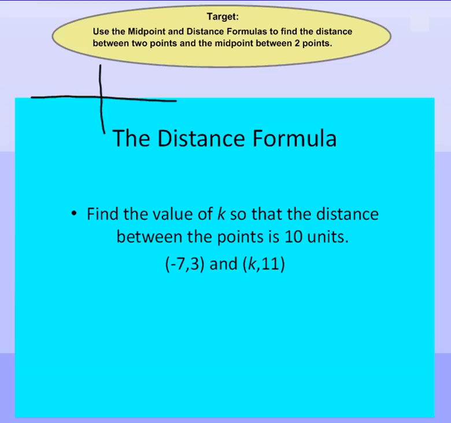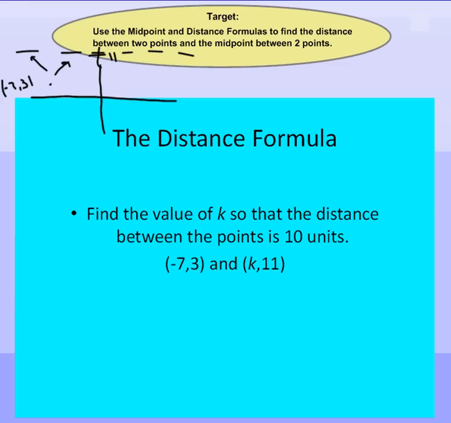Let's approximate where -7, 3 is. The next point has to be at a y value of 11. So that means it has to be on a horizontal line at y equals 11. It has to be 10 units away, but which direction? There could be 2 directions. So you should expect 2 values of k in this result.